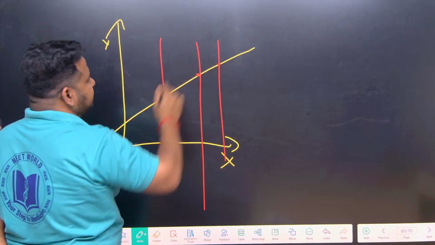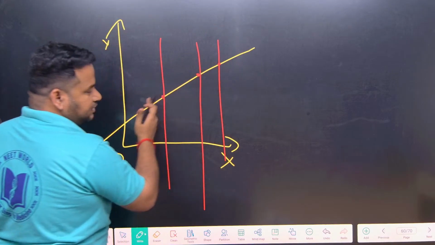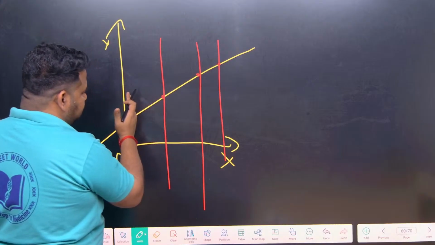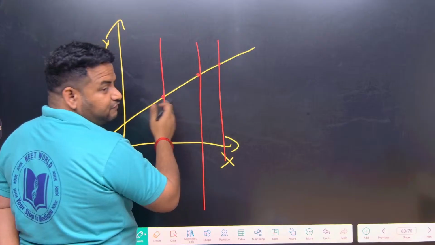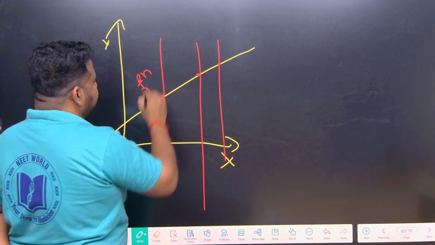It is not cutting somewhere here. You are just moving the vertical line, and if you are moving from here, it is cutting only at this point. So definitely this is a function.